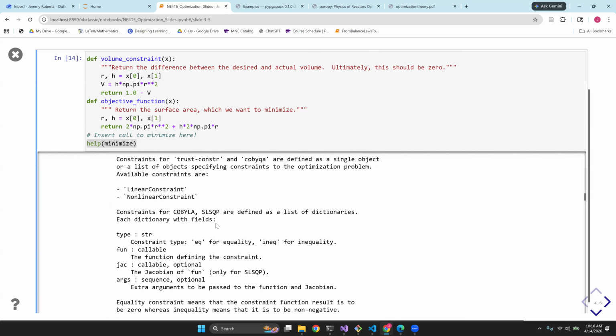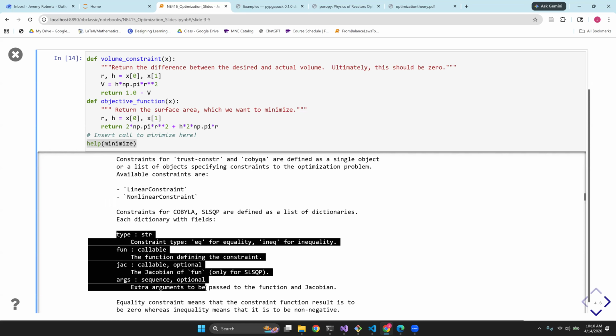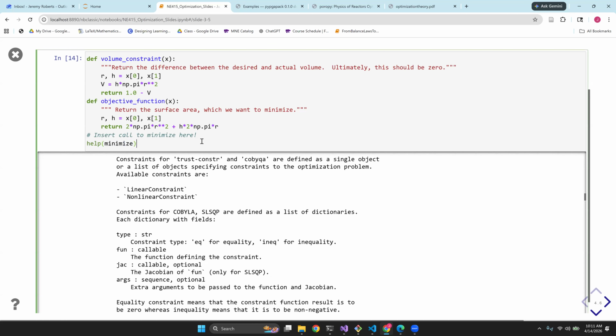Okay, so each of the constraints has four possible things, but we definitely need the constraint type and you need the function. You could give it the Jacobian for that function because just like an objective function, we'll probably be needing derivatives, and if you give it the derivatives, the Jacobian, that can help things out. And if that constraint function needs other arguments, we can pass it arguments, just like we've seen for some of the others. So let's go ahead and see if we can do this, right?